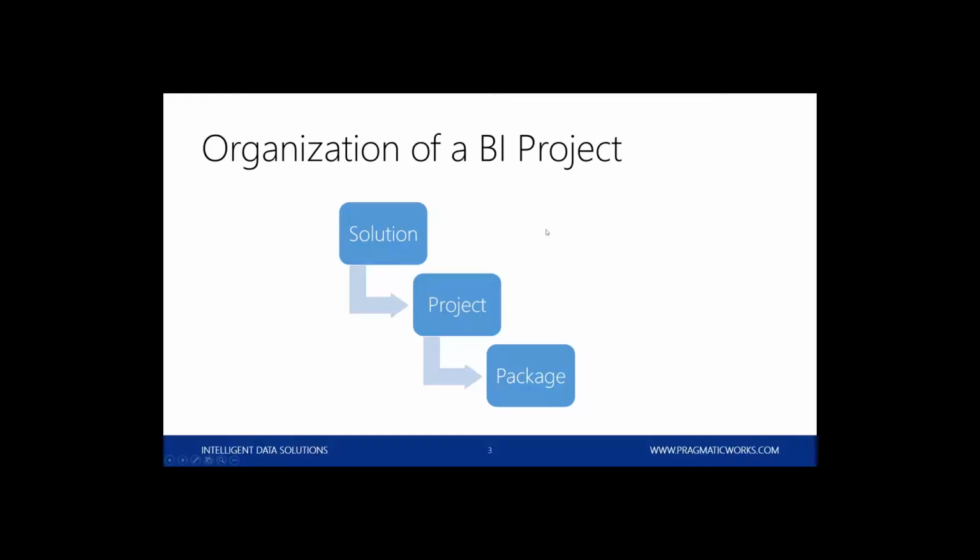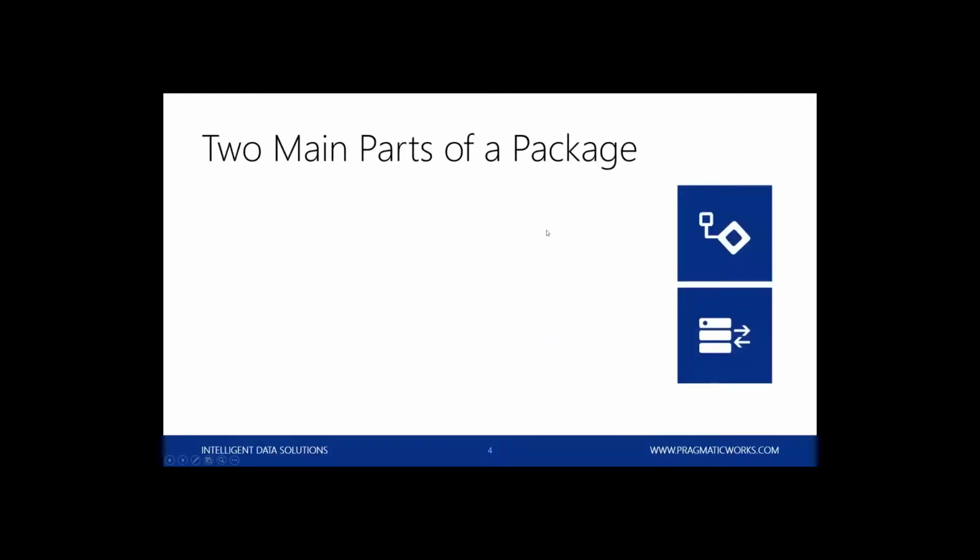Now, when working with an SSIS package, there are two main parts of the package that you're going to be working with. First off, you're going to have the control flow. This is going to handle the order of operations or the flow of tasks within the package. So this is going to keep everything running in the specific order that you want it.